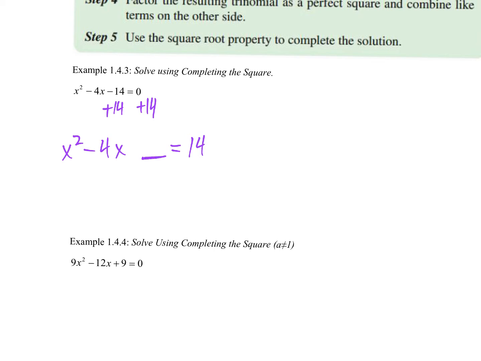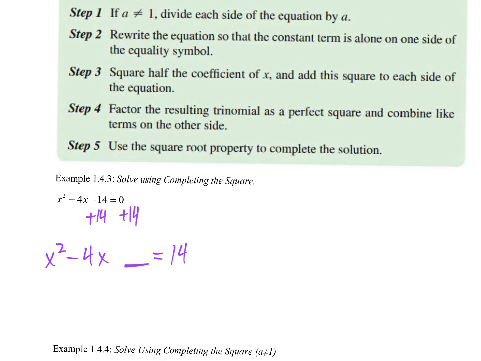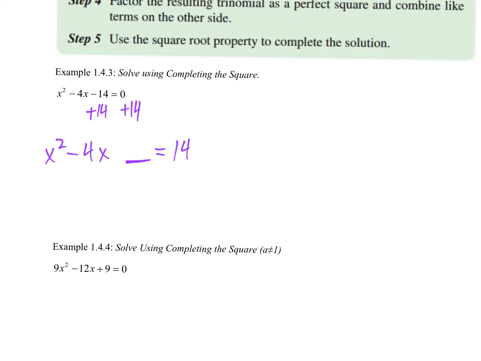And I've left this blank space here for a reason. We are going to actually add a number into this blank to make this equation into a perfect square. So what they tell you is you're going to square half the coefficient of x and add it to each side of the equation, okay? So in this case, our coefficient is negative 4. It's the b value if you're thinking ax squared plus bx plus c.